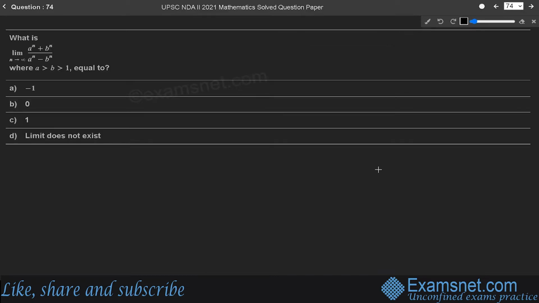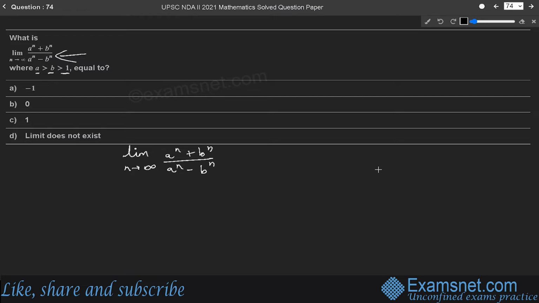Next question is, what is limit n tends to infinity a to the power n plus b to the power n upon a to the power n minus b to the power n, where a and b are greater than 1. And you can see that here a is greater than b and b is greater than 1. So what is the value of this limit n tends to infinity, a to the power n plus b to the power n upon a to the power n minus b to the power n?